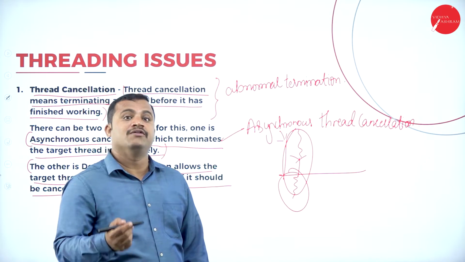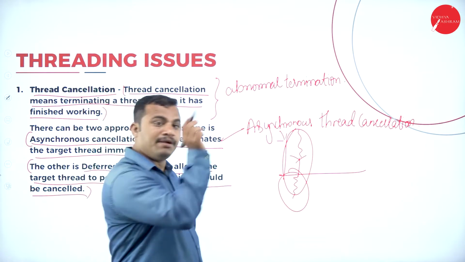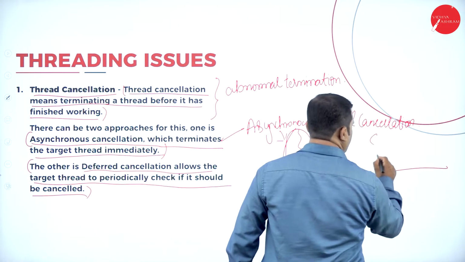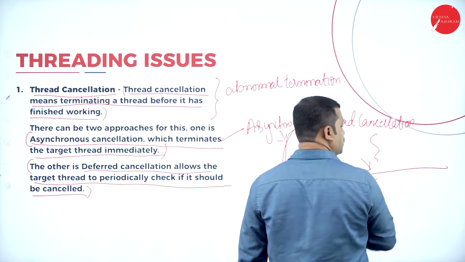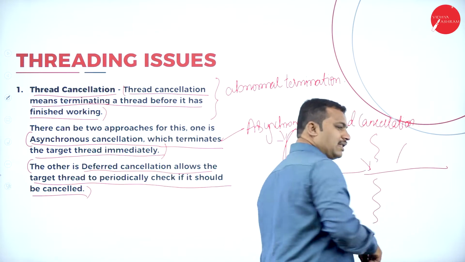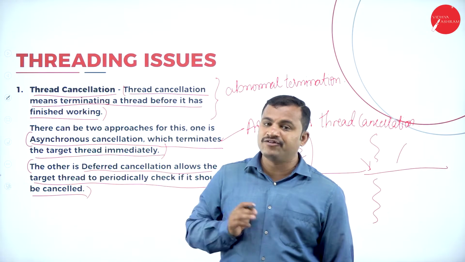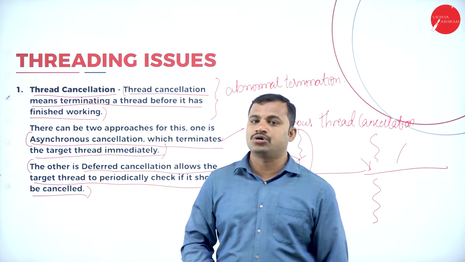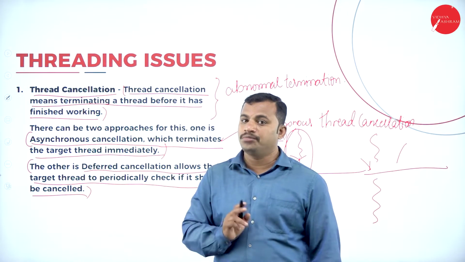What is the meaning of synchronous cancellation or deferred cancellation? It periodically checks every 2-3 seconds whether the thread is to be cancelled or not. If it is not yet terminated, let me check once again. So on, this process is continued. This is called deferred cancellation, also called synchronous cancellation, also called normal termination.